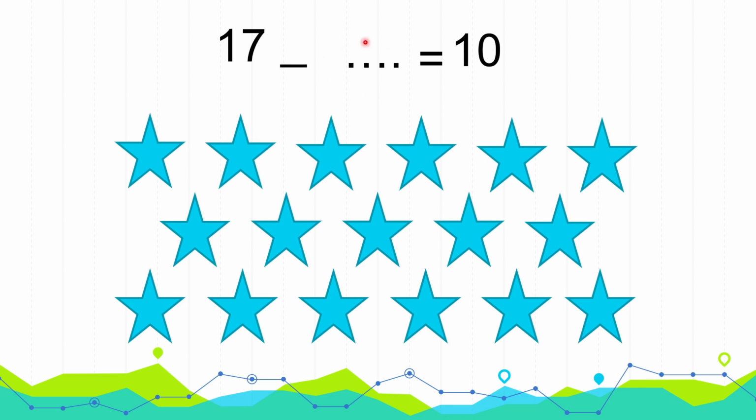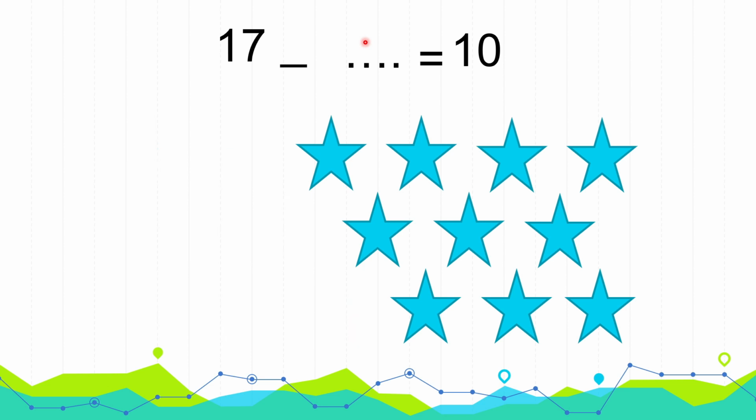Okay, so it's 10 and 17. Where is the smallest number? The smallest number is 10. I will count after 10 to reach 17: 11, 12, 13, 14, 15, 16, 17. Now look at your hand. You will find that you have 7 fingers on. And that means you subtracted 7, you took out 7 to get 10 stars.